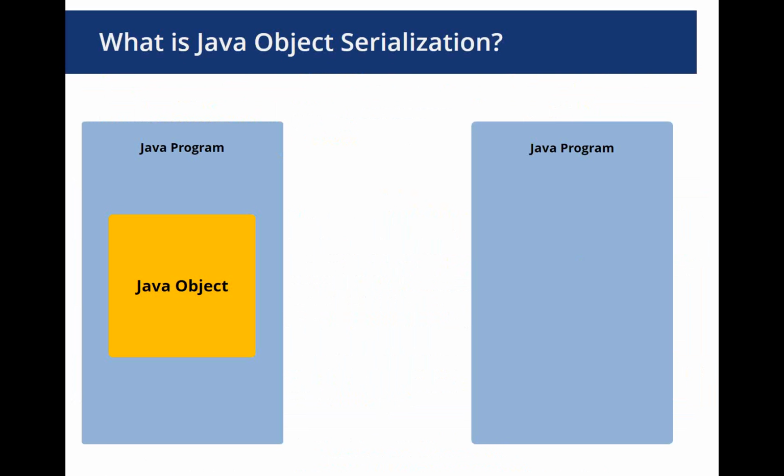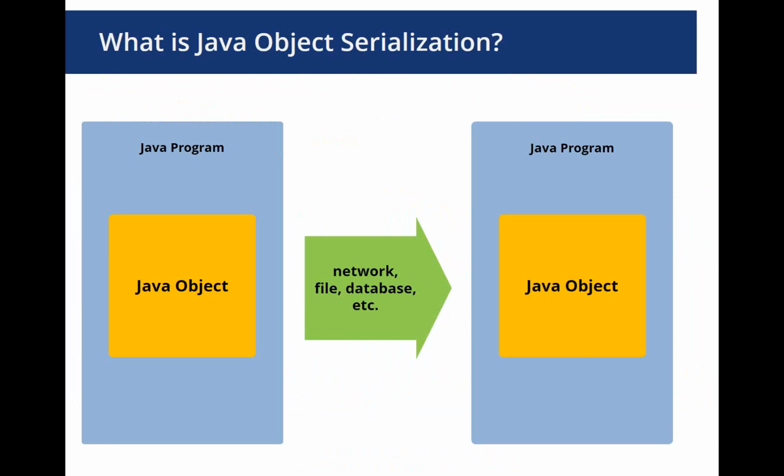So I have a Java object in a Java program, and I want to move that over potentially to another Java program. I can write a lot of code to do that, or I can use this feature called object serialization. And so I can actually transfer that object with just a few lines of code. I can transfer it over the network, I can do it in a file, I can write it to the database and then read it back. And there's a lot of capability.